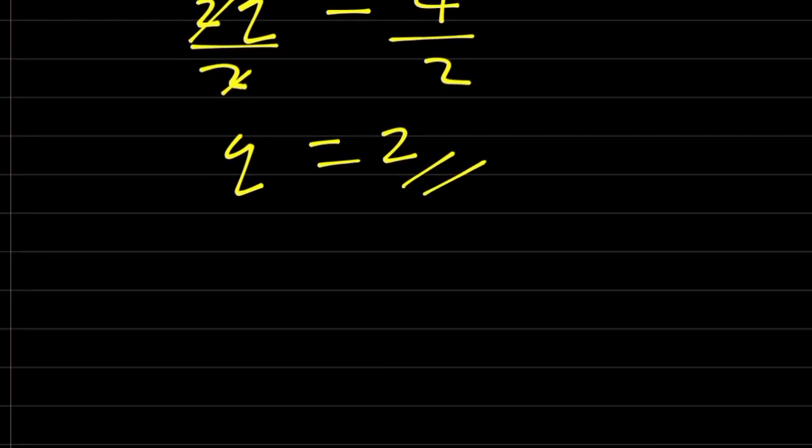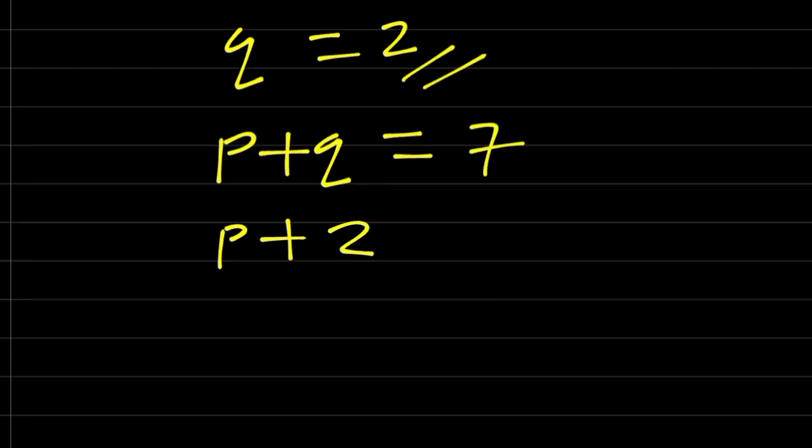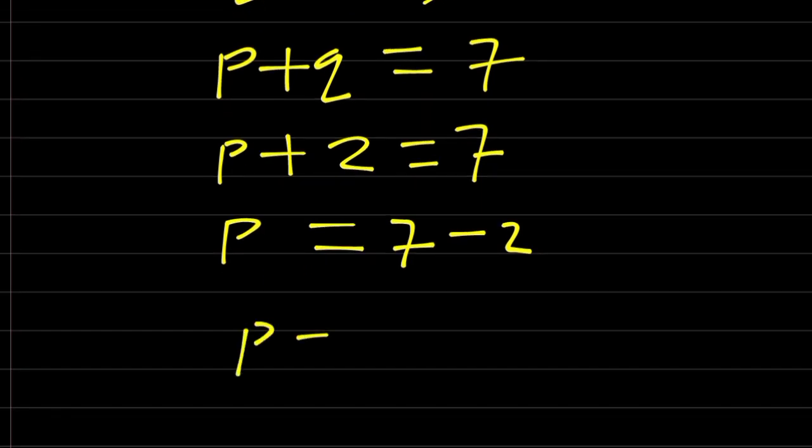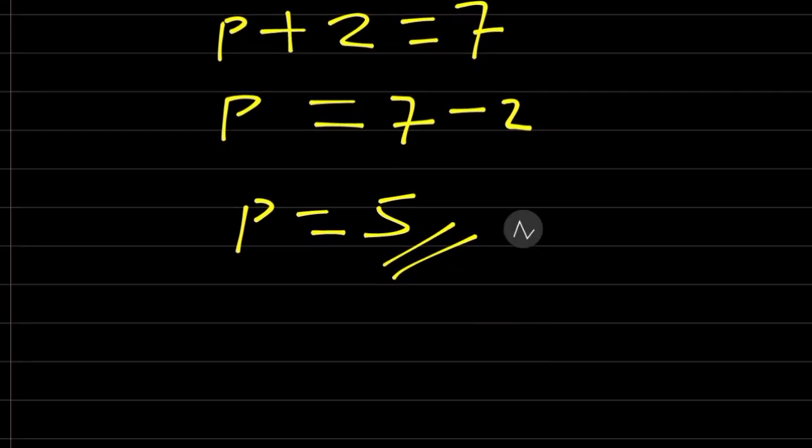Since Q is equal to 2, we can substitute this value of Q in any of the two equations. But I will advise you pick the linear equation. Okay, so I have P plus Q is equal to 7. P plus 2 is equal to 7. Therefore, P is equal to 7 minus 2. Take 2 to the other side, becomes minus. Then P is equal to 5. So P is equal to 5 and Q is equal to 2. These are the solutions of the simultaneous equation.